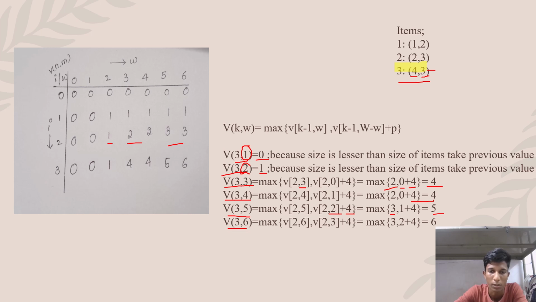V of 3 comma 6 is equal to max of V of 3 minus 1 comma 6, and V of 2 comma 3 plus 4. V of 2 comma 6 is 3 and V of 2 comma 3 is 2 plus profit 4. The maximum is 6, so consider 6.